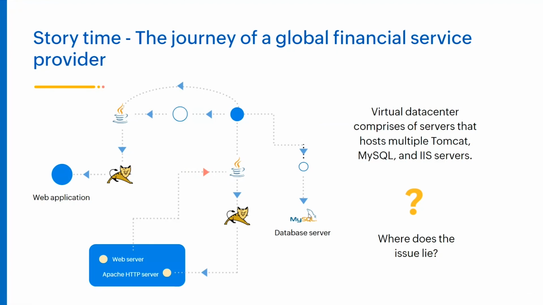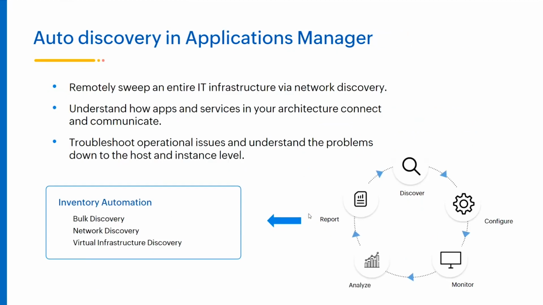So the financial service provider needed a solution to gain deeper visibility into their complex IT infrastructure and proactively manage their applications. Applications Manager, with its comprehensive application performance monitoring and infrastructure monitoring capabilities, emerged as the perfect solution. With a single click, Applications Manager can discover all the services and applications that are running within the IT infrastructure. To discover the resources across IT infrastructure, 3 methods can be used. One is network discovery, then we have bulk discovery, and finally we have virtual infrastructure discovery.